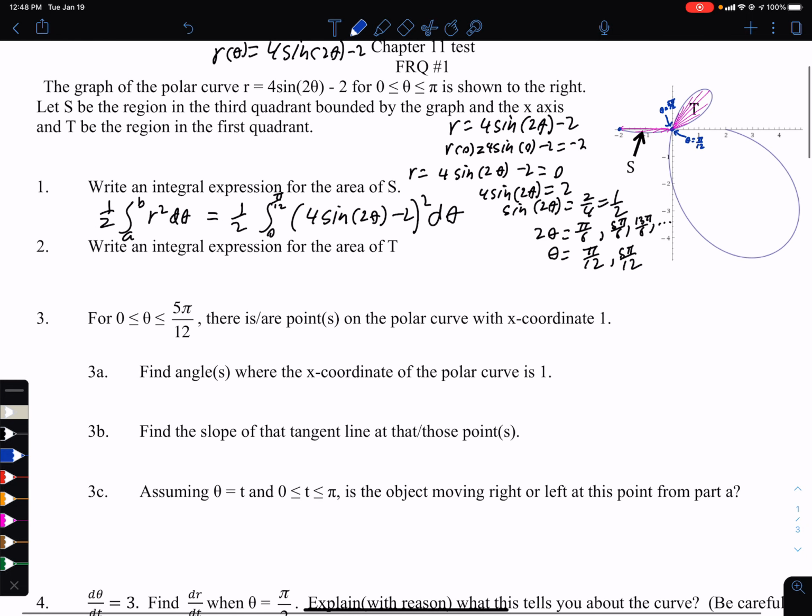So that's going to be my second integral. It's 1/2 integral from a to b of r of theta squared d theta. But what's my a to b? I'm going to put it right away. My a to b is going to be pi over 12 to 5 pi over 12. And that's my answer to number 2.